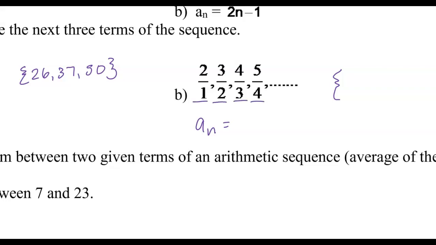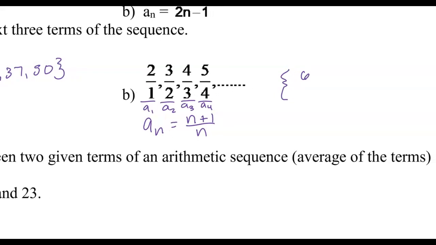So let's see. This is a sub 1, this is a sub 2, a sub 3, a sub 4. What do you notice? They're the same. Our denominator is n. What do you notice about the numerator versus the term number, the n? N plus 1. Yes, we're taking the term number and we're just adding 1 every time. That's all. So our next would be 6/5. Then we would have 7/6 and 8/7.